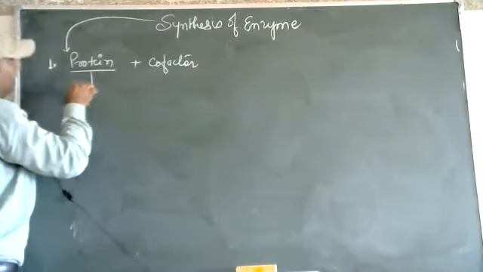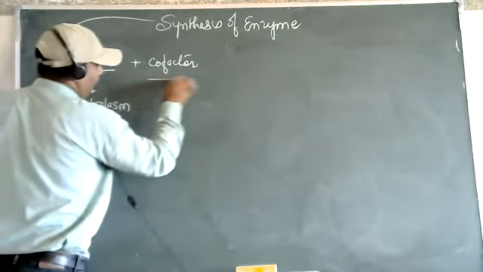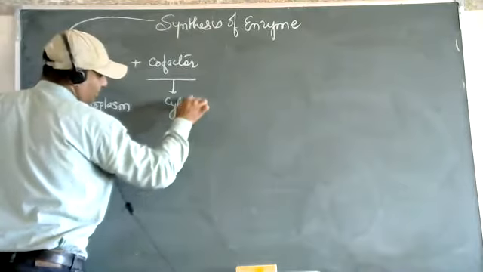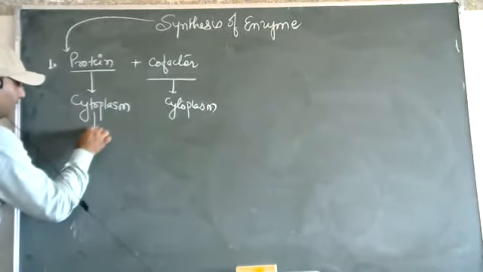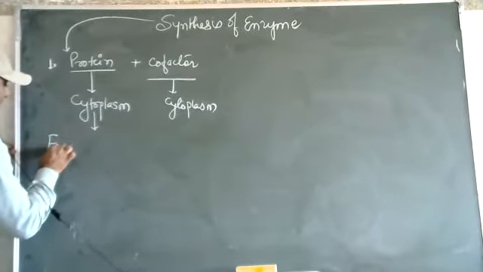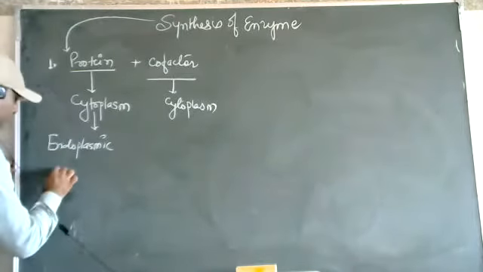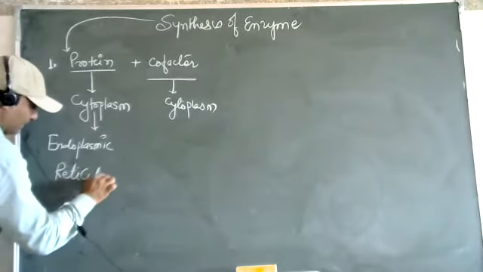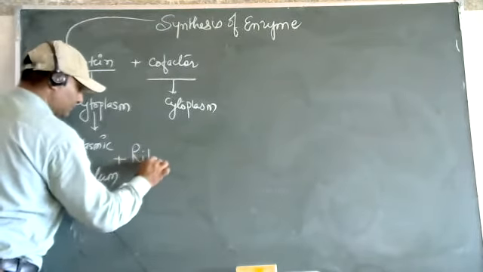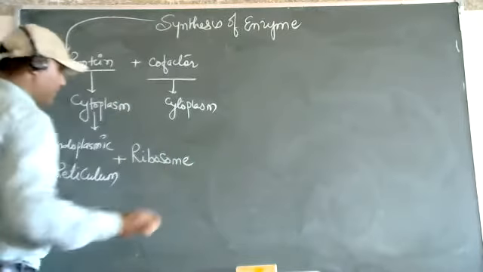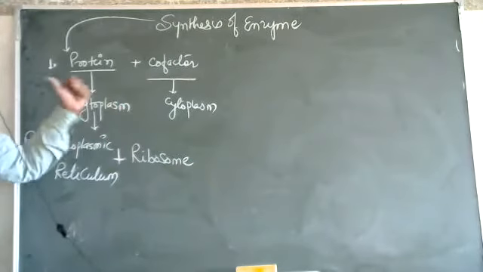Now protein is synthesized in the cytoplasm, and the cofactor is also present in the cytoplasm. Clear? Now in the cytoplasm the protein synthesizing machinery is the endoplasmic reticulum, which is rough endoplasmic reticulum, plus ribosome. These are the two important factors to synthesize the protein for the enzyme.